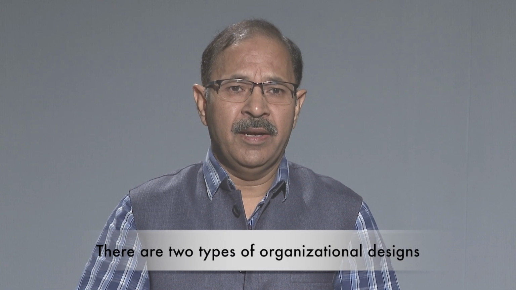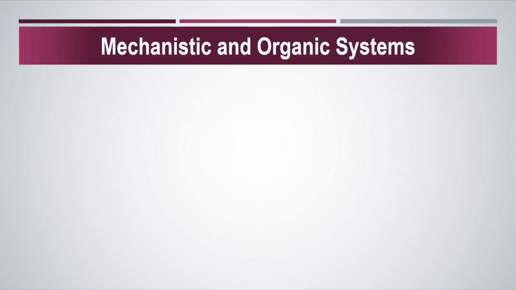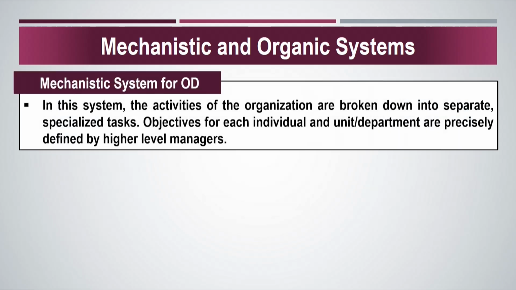There are basically two types of organizational designs. These are mechanistic and organic system designs. Mechanistic system for organization design: under this, the activities of the institution are broken down into separate and specialized tasks. Objectives for each individual and unit are precisely defined by higher level institutional managers.